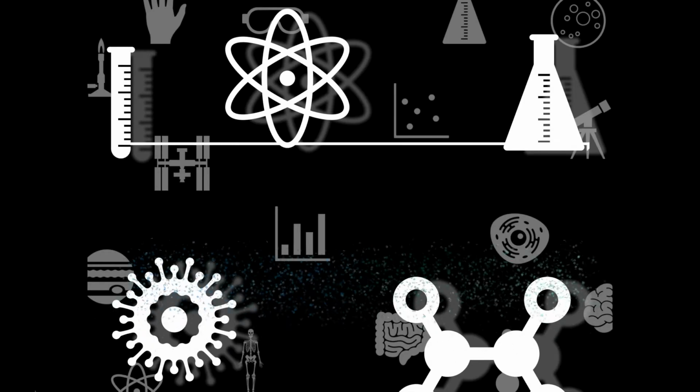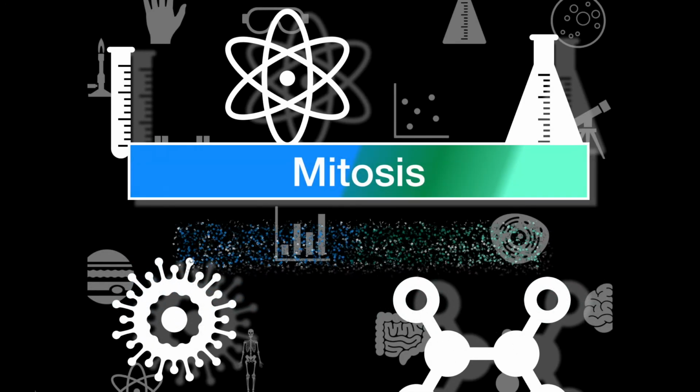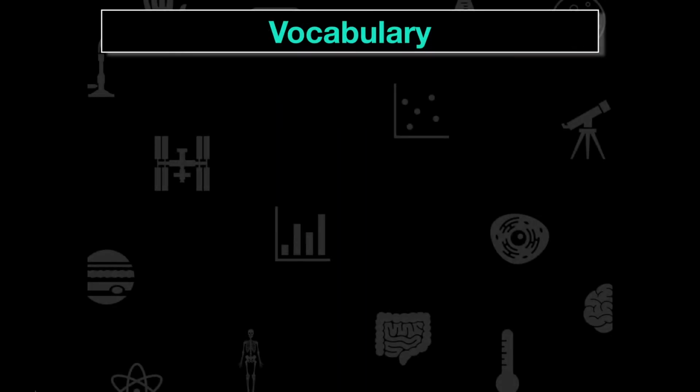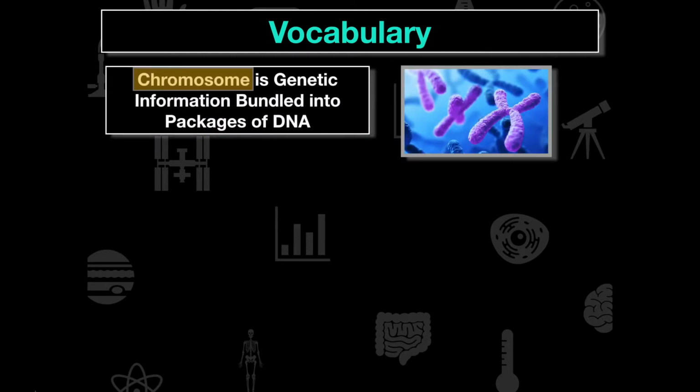Alright everybody, this is going to be our next video on mitosis, and specifically looking at eukaryotic chromosomes and differentiating the vocabulary. Let's get started on this next video. So if we're looking at the vocabulary, this is where students commonly get confused. We get the definition of a chromosome, and a chromosome is genetic information.